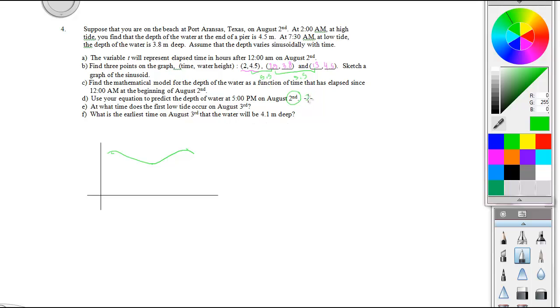So again, your worksheet says August 3rd here. You can answer whichever one of these two questions you want. I'll have the answers to both for you. And then at what time does the first low tide occur on August 3rd? So that's a little bit tricky because you have to look into the second 24-hour period. And same with letter F here. You've got to look into the second 24-hour period.